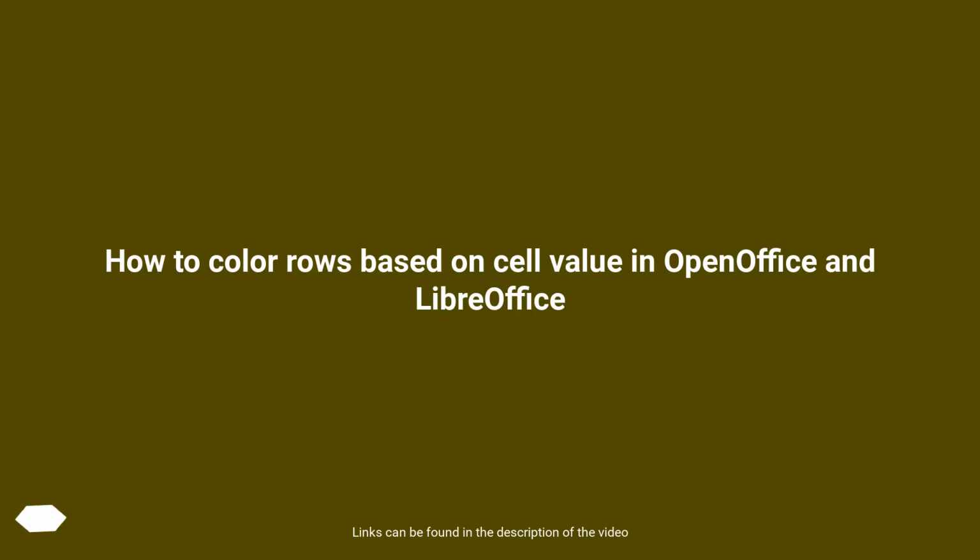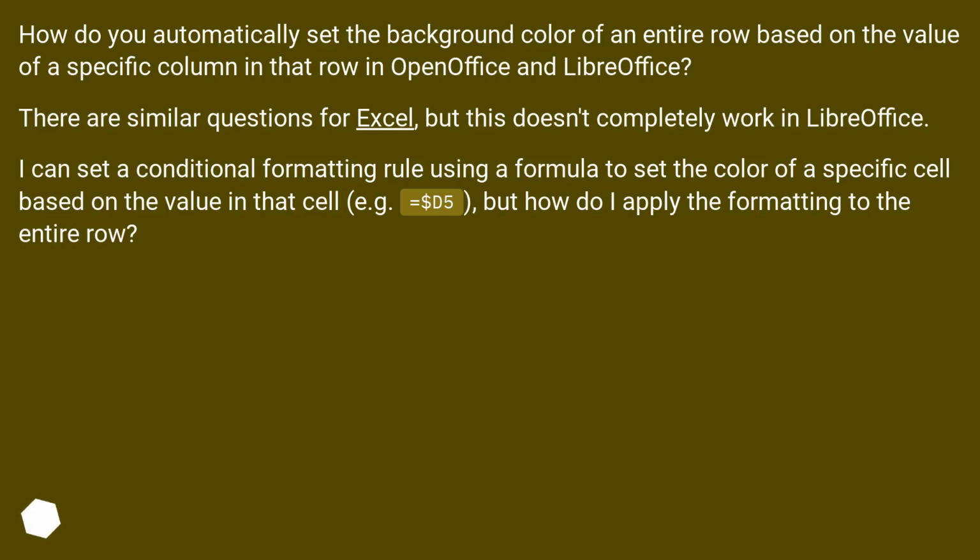How to color rows based on cell value in OpenOffice and LibreOffice. How do you automatically set the background color of an entire row based on the value of a specific column in that row in OpenOffice and LibreOffice?